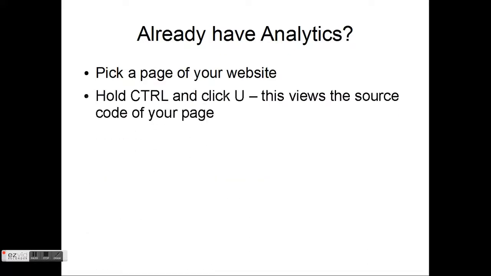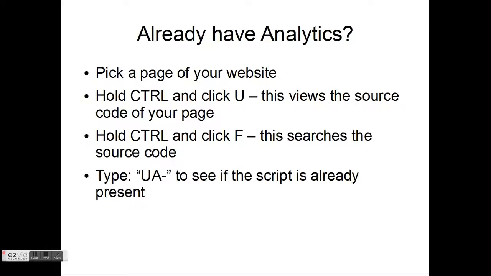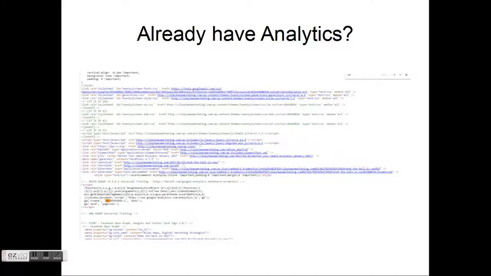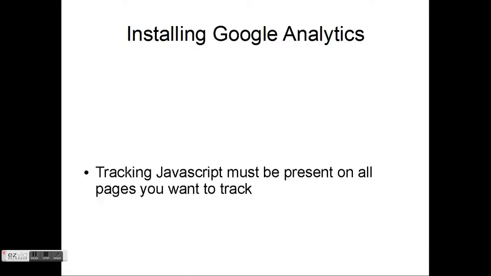Just before you go ahead, make sure you don't already have analytics. So pick a page of your website, hit Control U, Control F, and then type UA to see if your tracking script is already present. As you can see in this example, I found it in my source code, so I have analytics on the site. But let's assume you don't. So install it for WordPress.